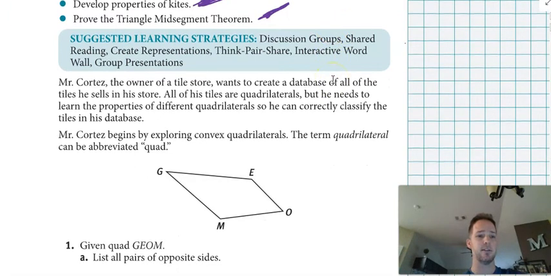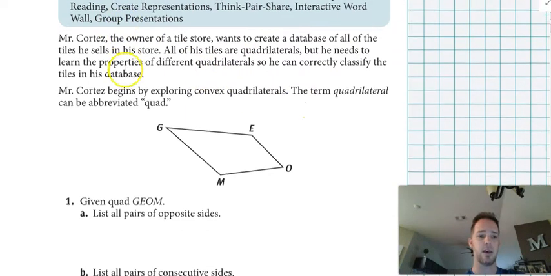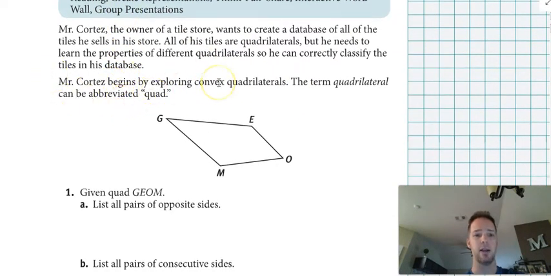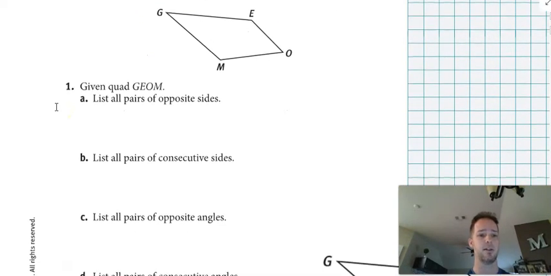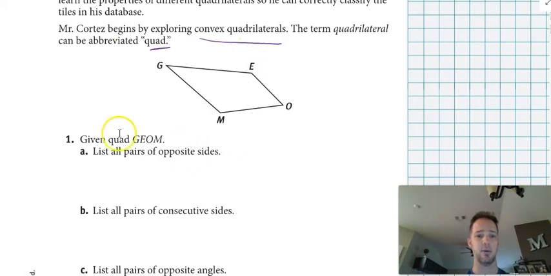Mr. Cortez here is the owner of a tile store and wants to create a database of all the tiles he sells in the store. Mr. Cortez begins by exploring the convex quadrilateral. The term quadrilateral is going to be abbreviated as quad for the majority of activity 15.1 through 15.4. It says, given quad GEOM, list all the pairs of opposite sides.